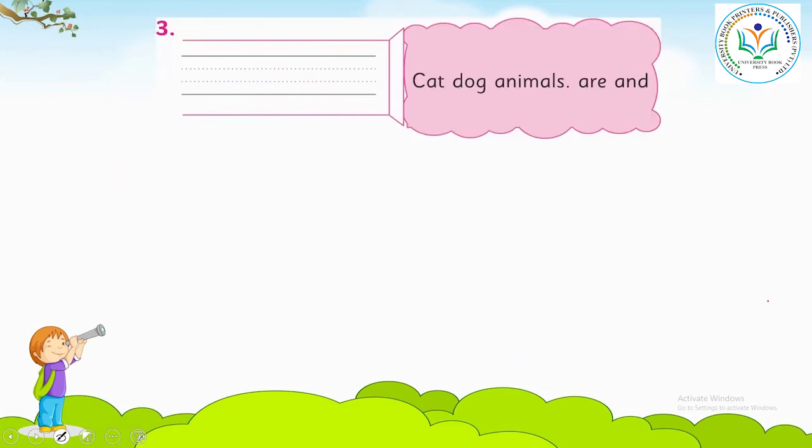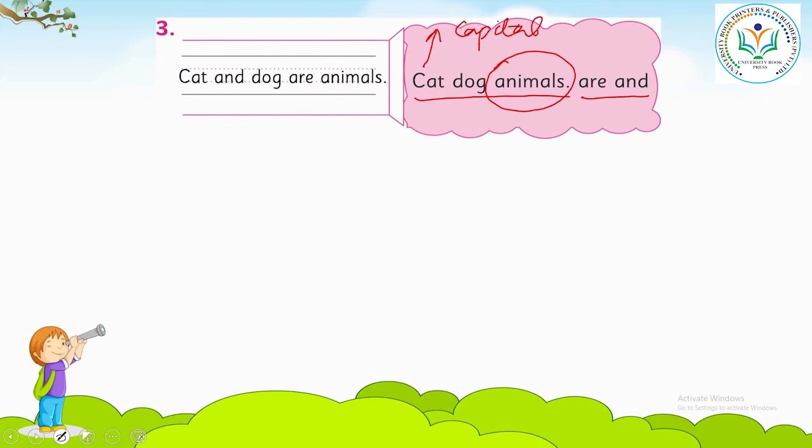The next sentence is cat, dog, animals are and. Now animals should be at the last because here full stop is mentioned and the C of cat is capital. So the correct sentence should be cat and dog are animals. The cat is capital, that is why the starting word of the sentence is cat, and animals in the end because here is the full stop.